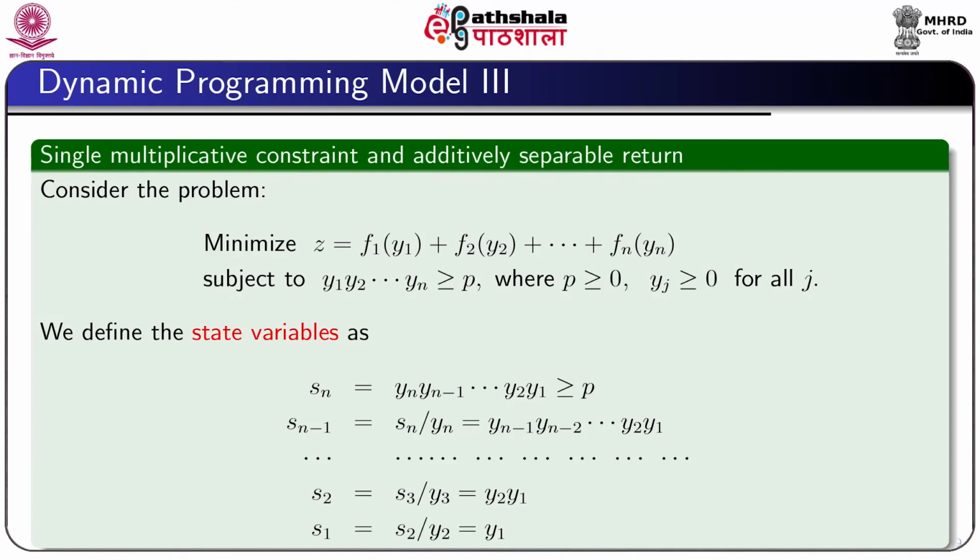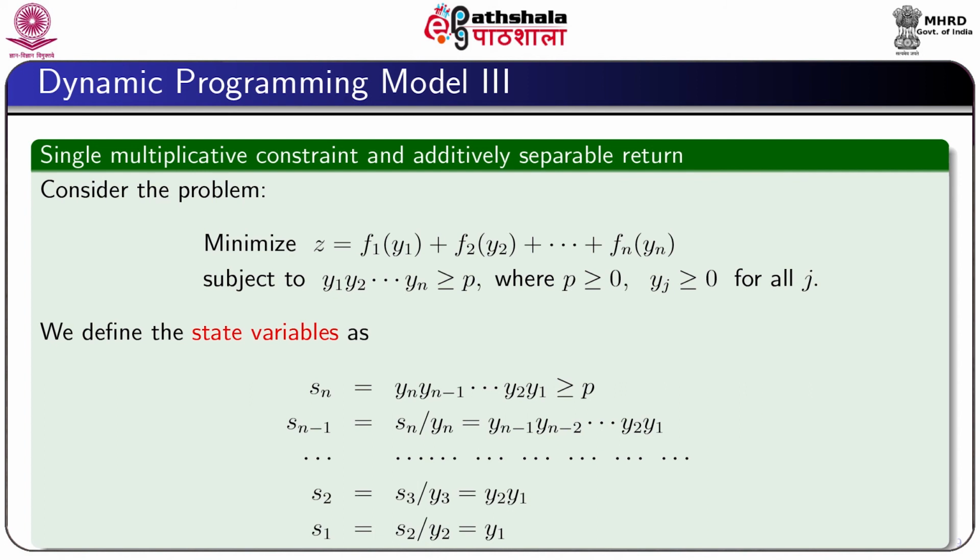This model considers single multiplicative constraint and additively separable return function. We consider the problem: minimize z equal to f1(y1) plus f2(y2) plus dot dot dot fn(yn), subject to the constraint y1 y2 up to yn is greater than or equal to p, where p is greater than or equal to 0 and yj is greater than or equal to 0 for all j.